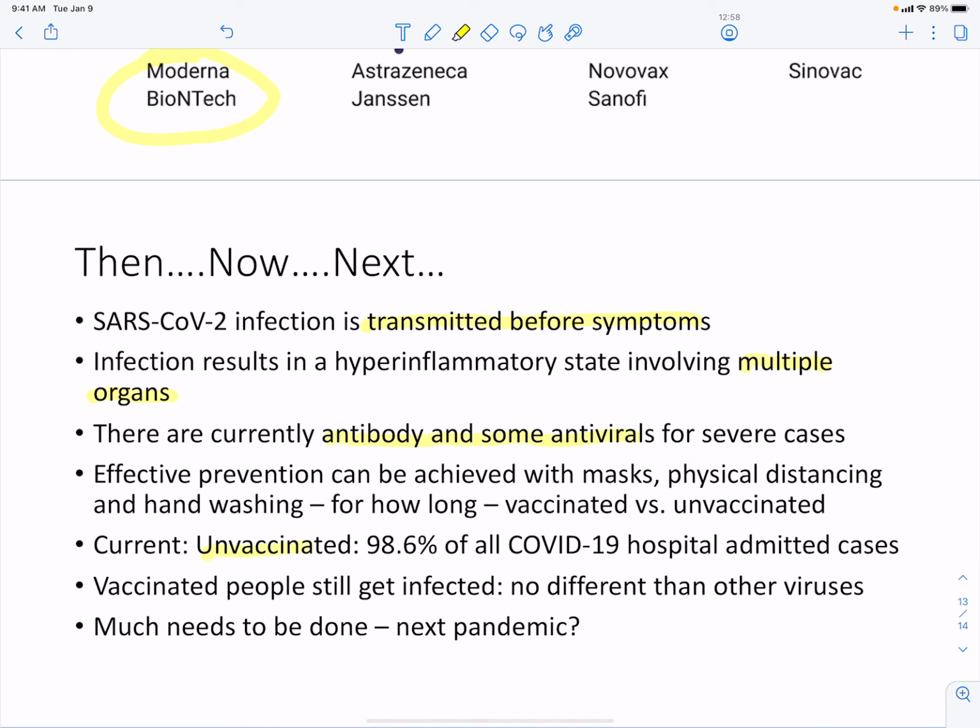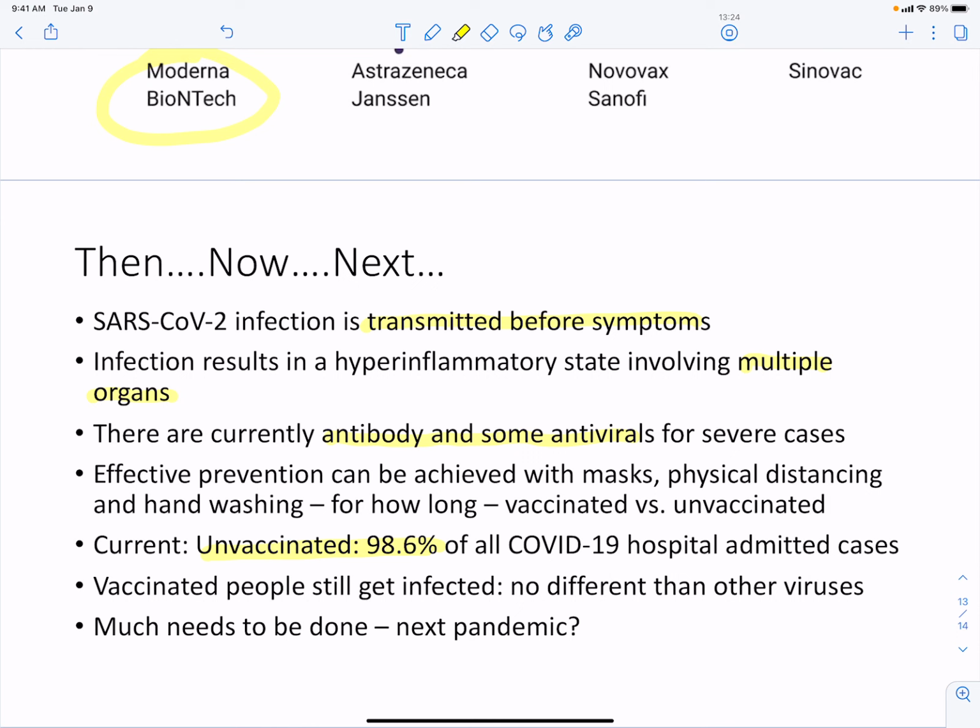Currently, the unvaccinated take up about 98.6% of all COVID-19 hospital-admitted cases. Those are those severe cases. They're now coming mostly from unvaccinated. Vaccinated people can still get infected. Vaccines do not prevent infection. They never have. However, what you're preventing is disease, and you're preventing the possibility of transmission.